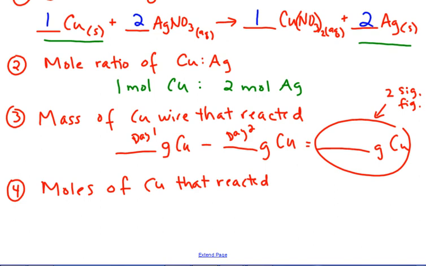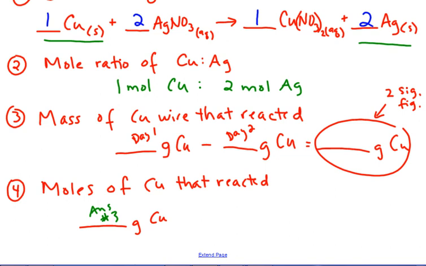To find moles of copper that reacted, you have to first start with grams of copper that reacted. This number comes from the answer that you just got in number 3. So you should have a number here starting with two significant figures.